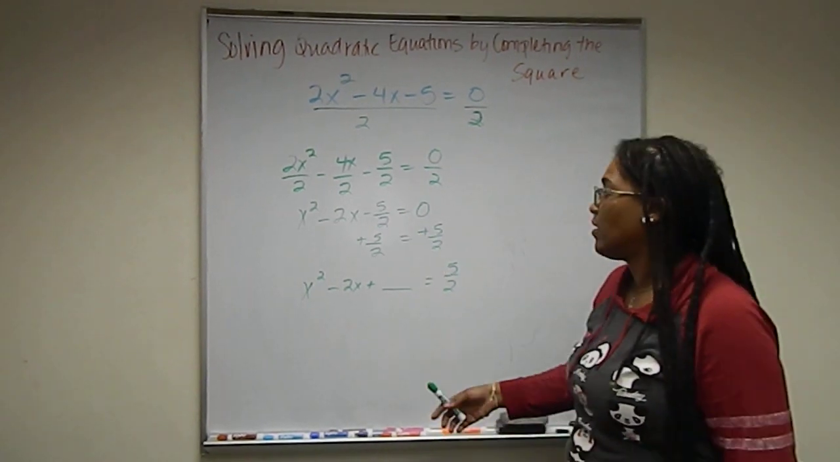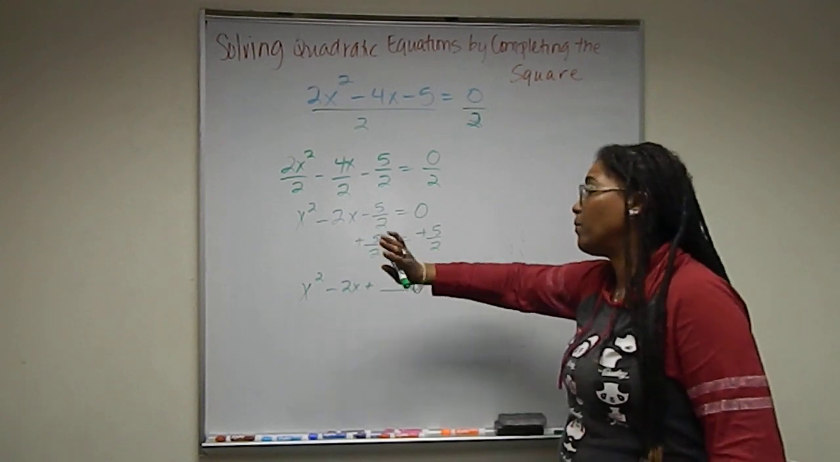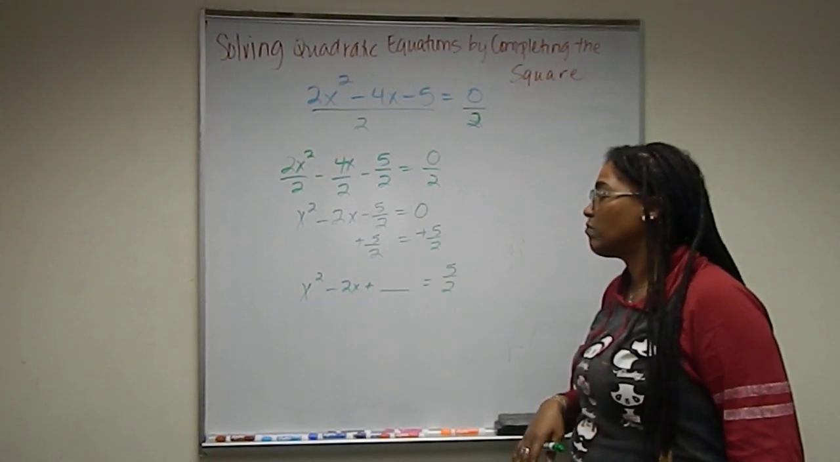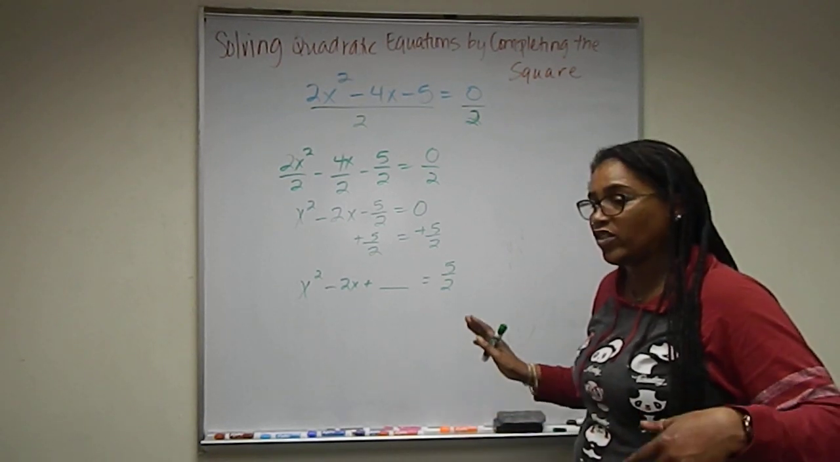Then we just moved our 5 halves over. That's all we did. Don't see a fraction and be like, fraction.